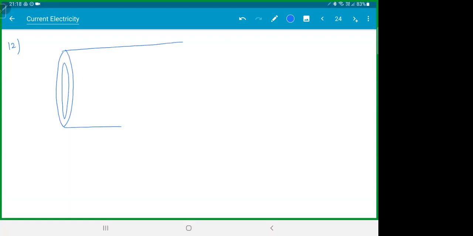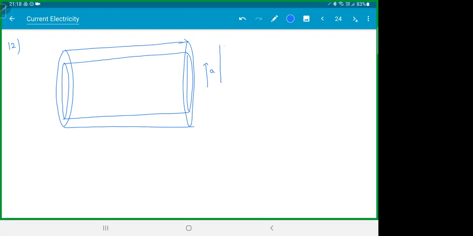So let's say we have a hollow cylinder. This radius is A. This radius is B. The length of the cylinder is L. Resistivity is rho. So if you connect the battery between this and this, what is the resistance? What if you connect the battery between the inside and outside? What is the resistance?